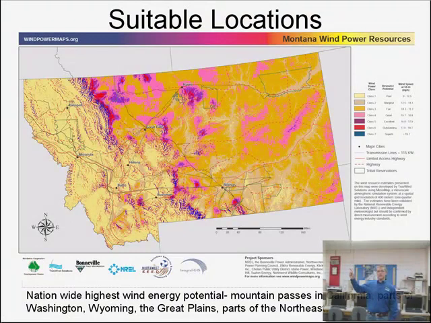This map illustrates the wind power in Montana. The darker colored areas on the map indicate greater wind power. These areas are, theoretically, the most optimal location for wind turbines.